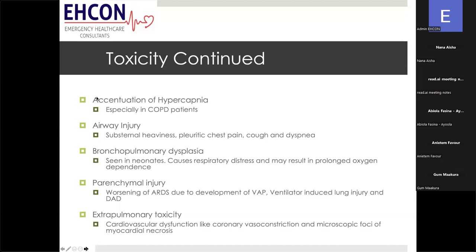We also have the extrapulmonary toxicity that might happen. So in addition to the toxicity that may happen in the lungs itself, we will also see toxicity to the cardiovascular system. We'll see coronary vasoconstriction and then microscopic foci of myocardial necrosis. The high levels of oxygen actually cause myocytes to die. And so oxygen has pretty significant toxic side effects. We can't always avoid them, but we should definitely think about balancing the risks and the benefits every time we start patients on this sort of therapy.